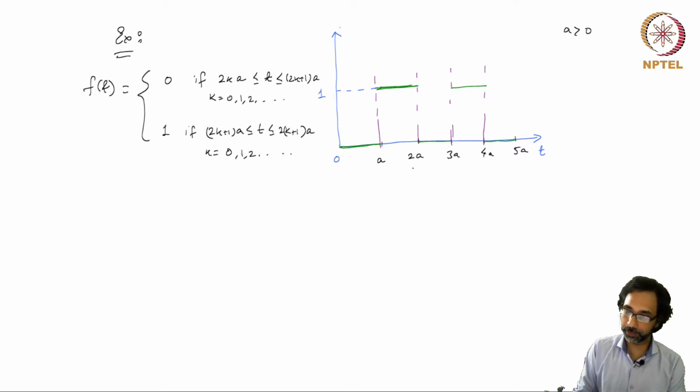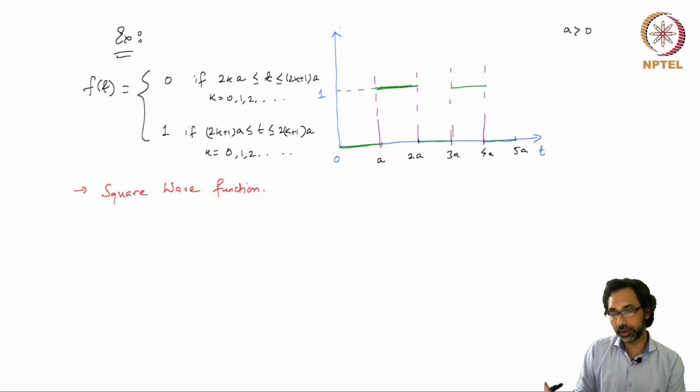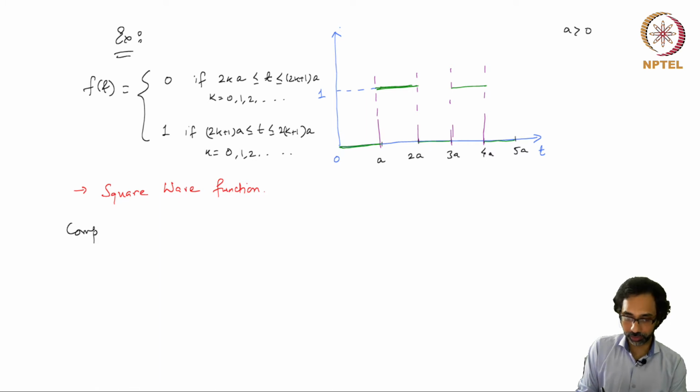So this describes our function f(t), and this function is called the square wave function, and this is very important in engineering subjects, like in electrical engineering for example. This occurs quite frequently. So let us compute the Laplace transform of f(t).